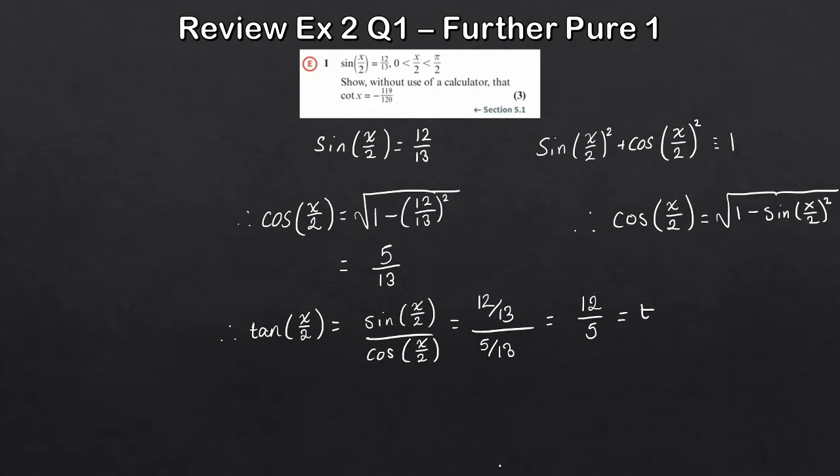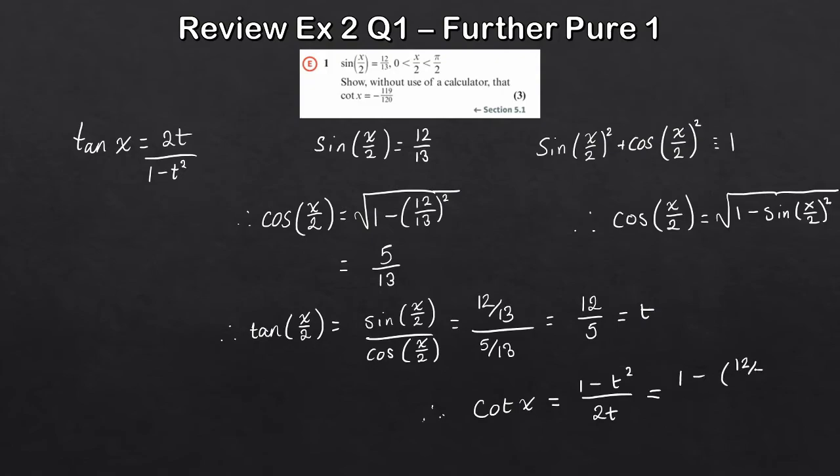Obviously tan x over 2 is equal to t, so therefore cot x. Don't forget, this is the reciprocal of tan x. So tan x, your substitution for that is 2t over 1 minus t squared. So 1 over that is 1 minus t squared over 2t. So all we've got to do now is use our t value here, which is 12 over 5. So this is 1 minus 12 over 5 squared divided by 2 lots of 12 over 5.